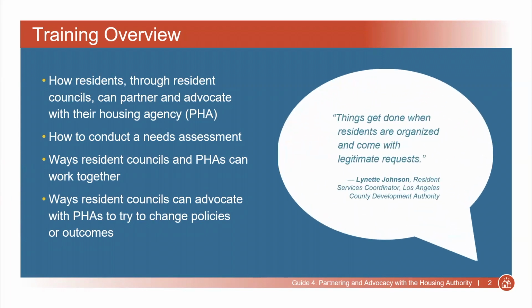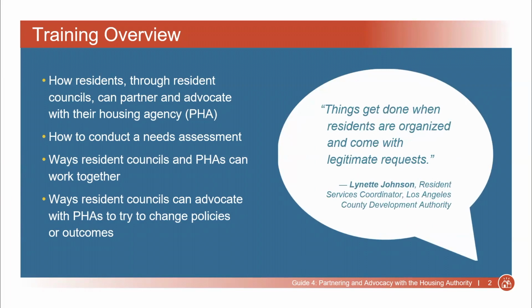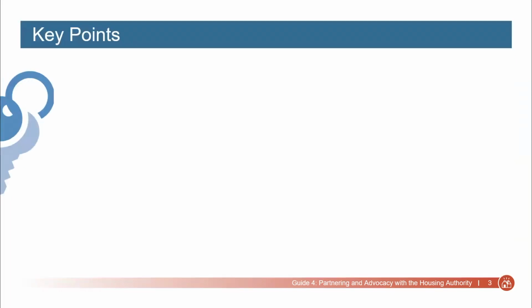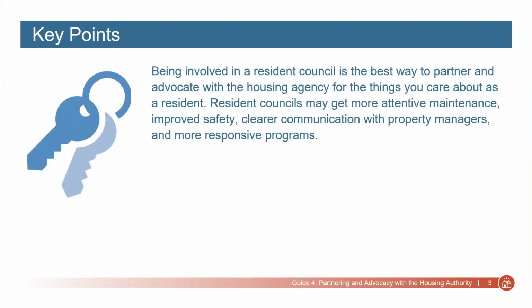Things get done when residents are organized and come with legitimate requests. Being involved in a resident council is the best way to partner and advocate with the housing agency for the things you care about as a resident. Public housing residents may want to work with a resident council to get more attentive maintenance, improved safety, clearer communication with property owners, and more responsive programs. Resident councils can benefit from having a cooperative partnership with the PHA. Regular communication and dialogue can help keep that relationship strong.